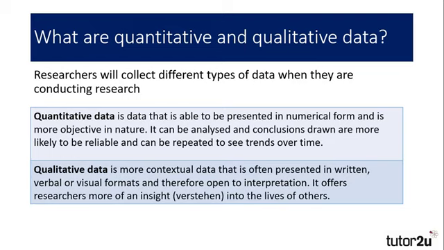But first of all, we need to define what is meant by quantitative and qualitative data. Quantitative data is data that is able to be presented in numerical form and is more objective in nature. It can be analysed and conclusions drawn that are more likely to be reliable, and it can be repeated to see trends over time. Qualitative data is more contextual data and is often presented in written, verbal or visual formats and therefore open to interpretation. It offers researchers more of an insight or verstehen into the lives of others and has greater validity.